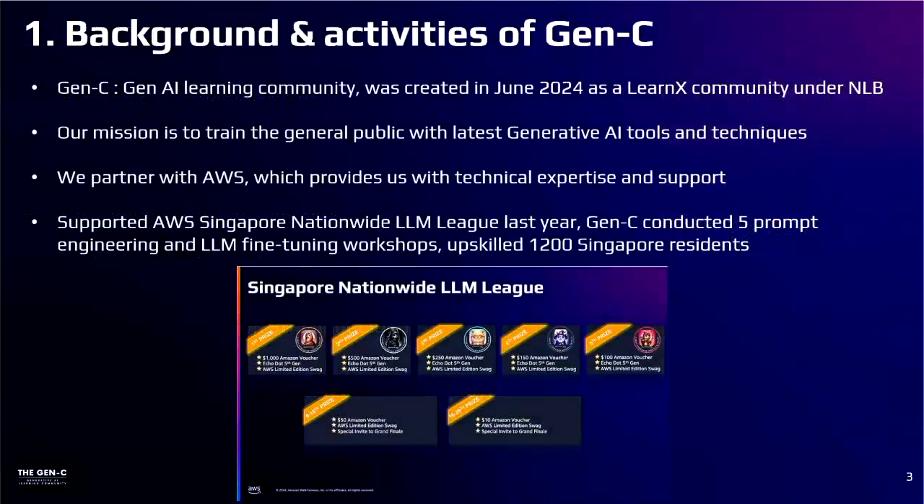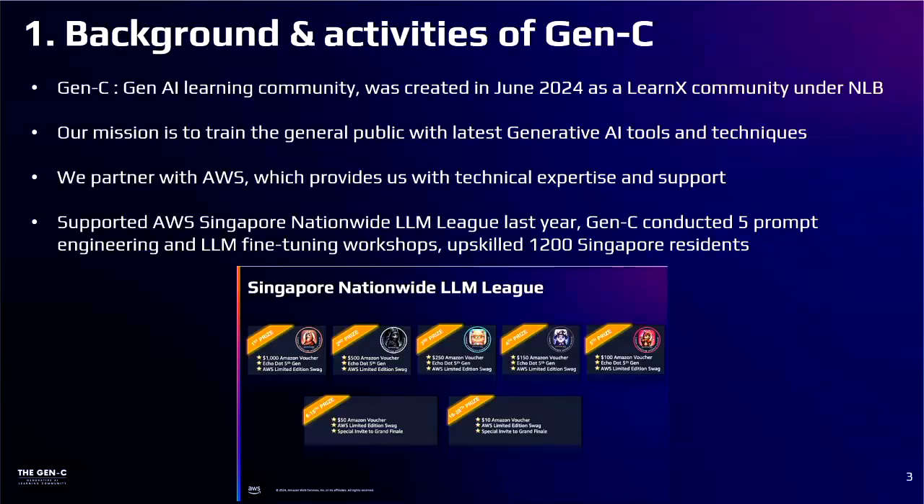So basically, Gen C was actually created in June 2024 as a LearnX community under the National Library Board. And this is our mission, which I talked about just now. So we partner with Amazon Web Services, which provides us with technical expertise and support. And like last year, we actually held the AWS Singapore Nationwide LLM League, and we conducted 5 prompt engineering and LLM fine-tuning workshops, and we upskilled about 1,200 Singapore residents.